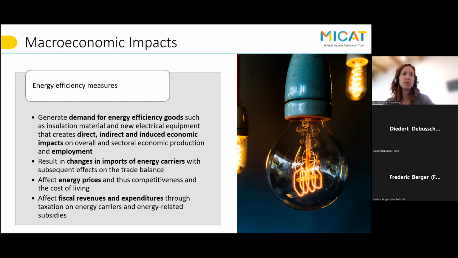Now, the energy efficiency measures can also result in changes in the imports of energy carriers, and this has subsequent effects on the trade balance of a country. But they also affect energy prices and thus the competitiveness of the firms and the cost of living for the households. And finally, they affect the fiscal revenues and expenditures through taxation on energy carriers and energy-related subsidies. So this is just to give a brief overview of how the energy efficiency measures can actually interact with the macroeconomy.